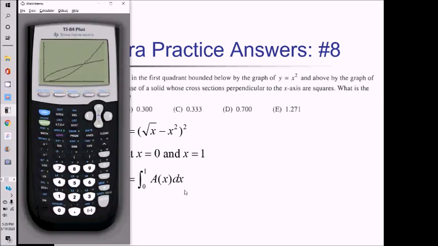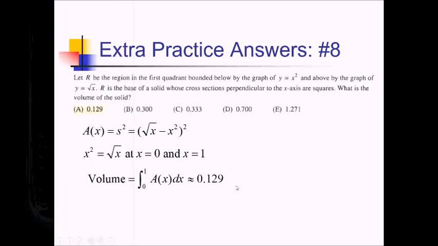So let me do that on the calculator. Quit out of there. So I've got, let's see here, Math 9, and we're going from 0 to 1. And I'm going to have to open a parentheses in here. So I'm going to have radical x. I could do the alpha trace y menu, but let me just put in radical x directly. There's no need to get too fancy on this. And then we've got minus x squared, close my parentheses, square all of that, and dx, and that's going to come out to 0.129. And that ends up being choice A.